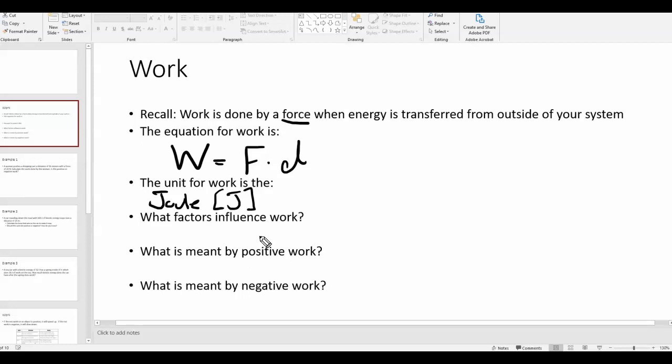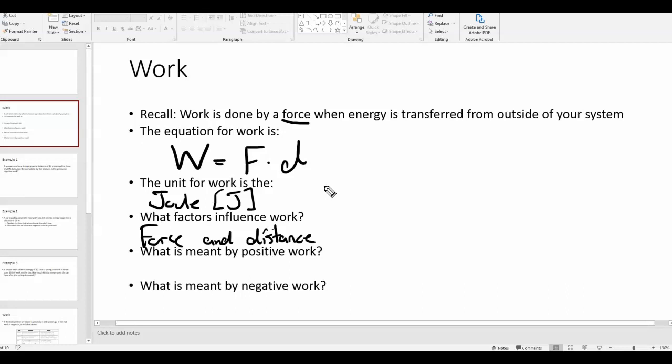Now, from the equation, you can see that the factors that influence work are force and distance. So if you apply a force on an object, let's say you're pushing something, the farther you push the object, the more energy you transfer to that object. Okay, and so the factors that affect work are force and distance. Now, work does not have direction exactly, but remember, work is the transfer of energy to or from an object. And so you can have positive work or you can have negative work.